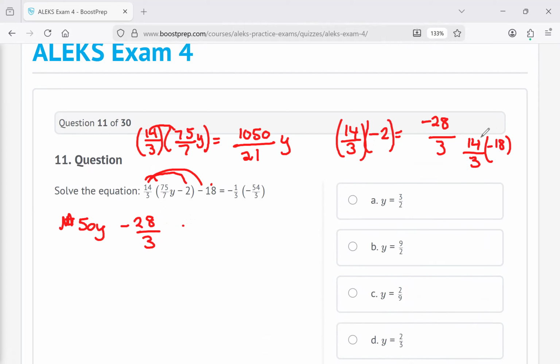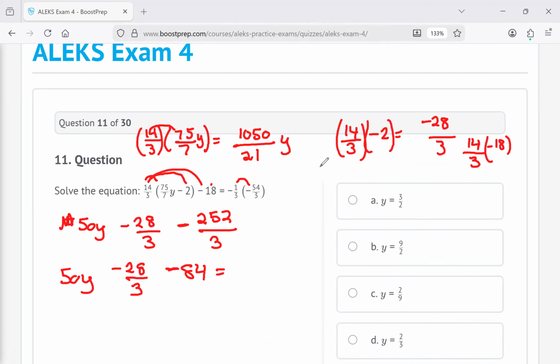That would be 18. It's -252 over... Okay, so that comes out nicely as -84. And then you have -28 over 2. You have 51. And then go ahead and do the right side.